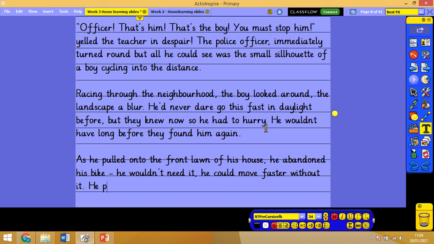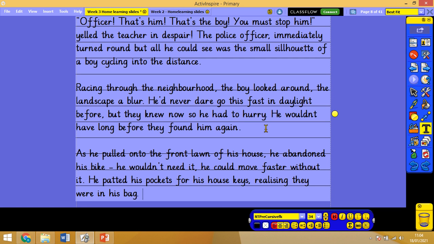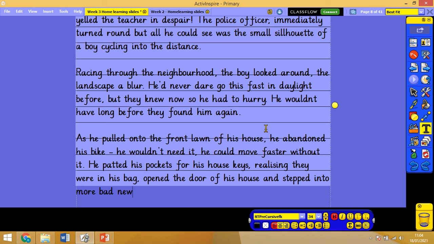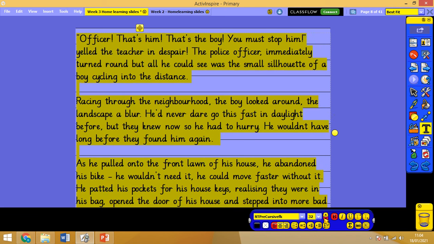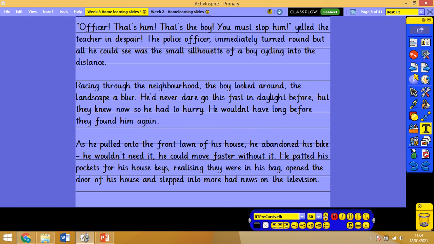He patted his pockets for his house keys, realising they were in his bag. He opened the door of his house and stepped into more bad news on the television. So I'm leading into the clue here. Need to maybe just make this a little bit smaller so we can fit it on. There we go.